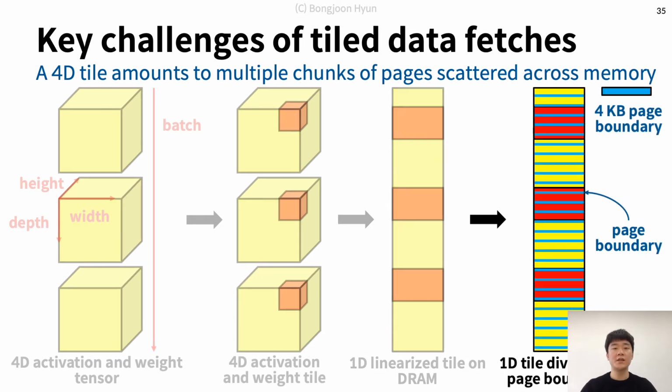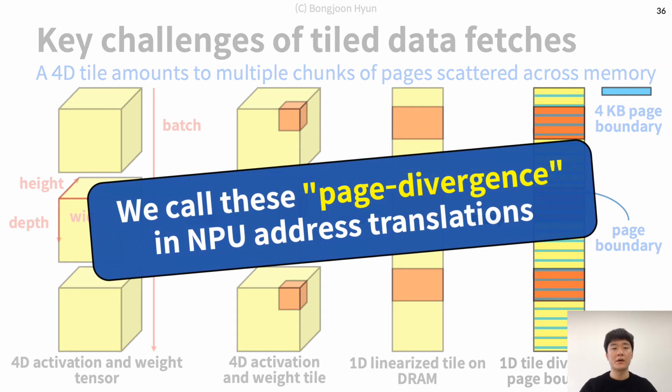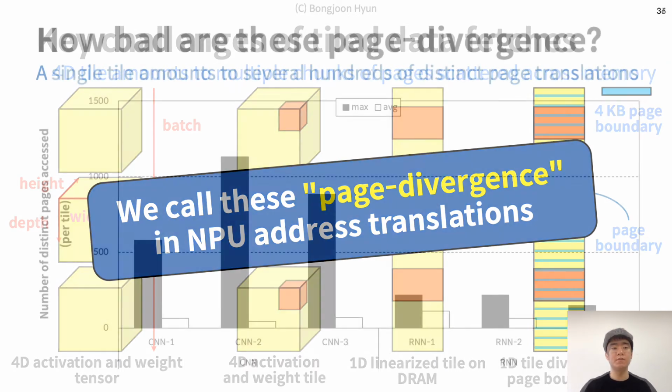Now, because these contiguous single-dimensional segments are sliced and translated at page boundaries, the DMA unit ends up generating multiple address translation requests per each tile fetch. In our work, we refer to such divergence of page translation requests as page divergence. An interesting research question is, how bad is it?